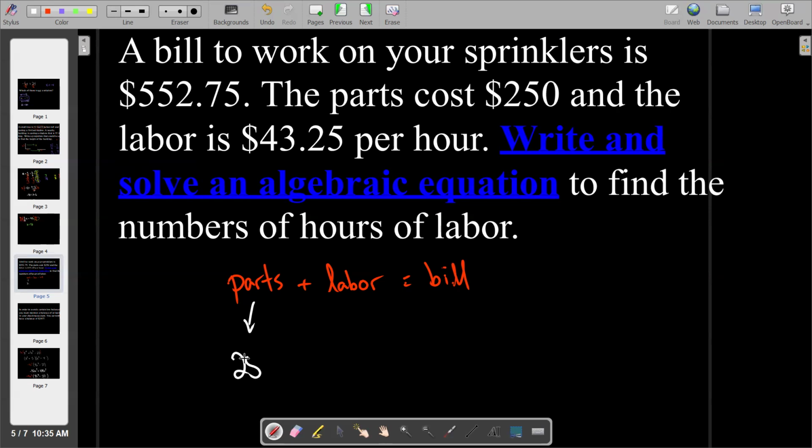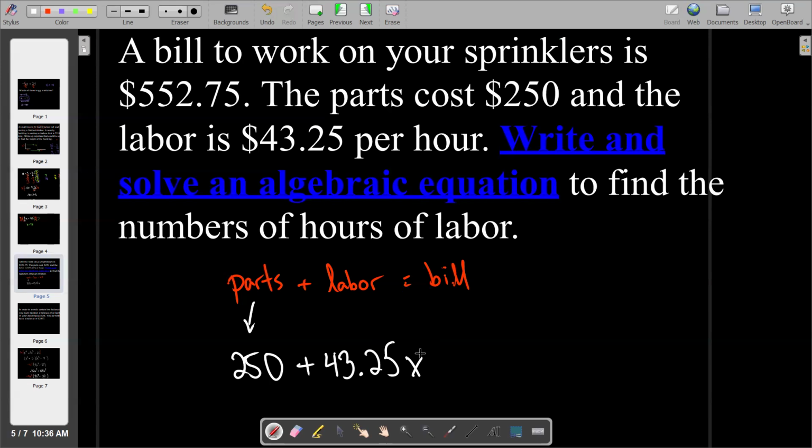250. Yes, the parts were 250, and there is no variable there because that's not something that changes. That's in math what we call a constant. It's just a number, set, done. How much did the labor cost? 43.25. How about I stick a variable on there like X? Some people use H for hours. That's fine too. You can use any variable you want.